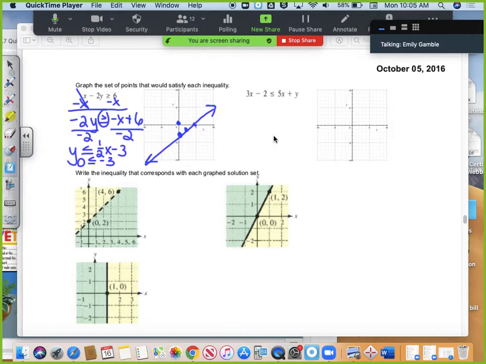So we have here 0 is less than or equal to negative 3. 0 is not less than or equal to negative 3. Because that's false, that means this entire region up top is false. If all of these points are false, that means that the solution region is down here below.